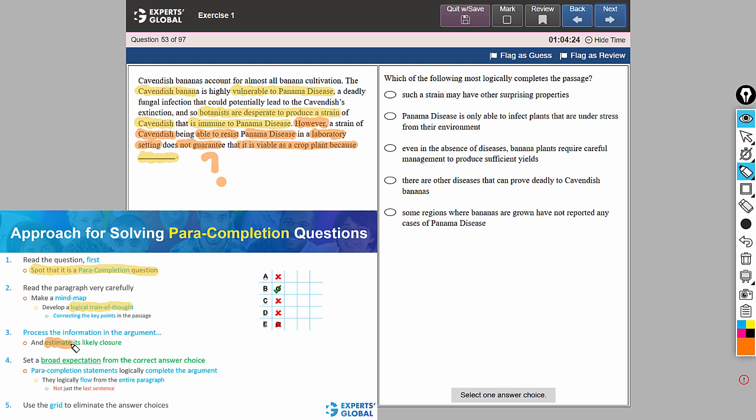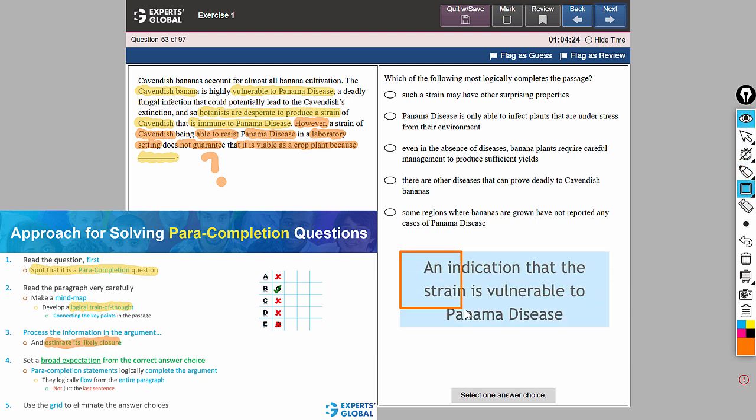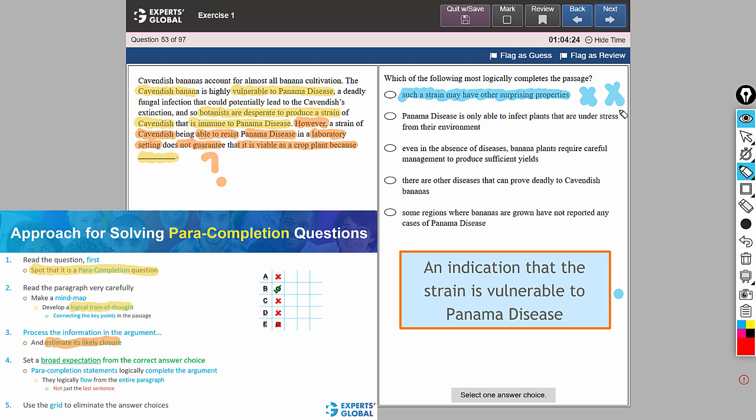Our estimate of the likely closure of the argument is along the lines of an indication that the strain under discussion is still vulnerable to this disease. That this strain may have other surprising properties is a vague answer choice, and this is nowhere in sync with our broad expectation from the correct answer choice.